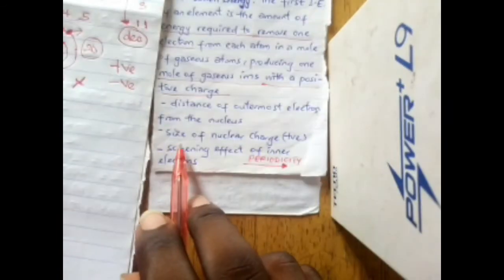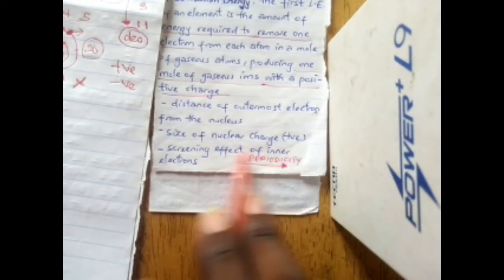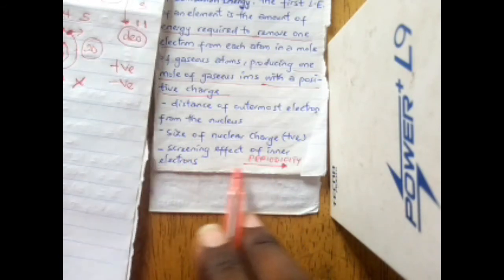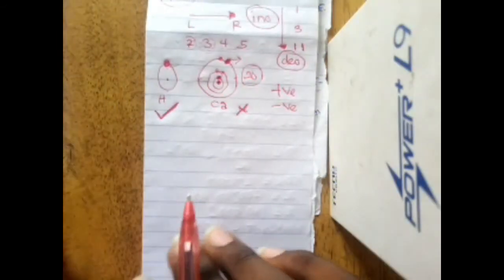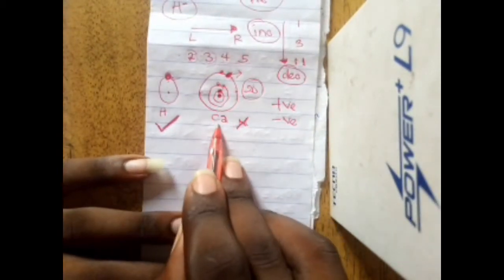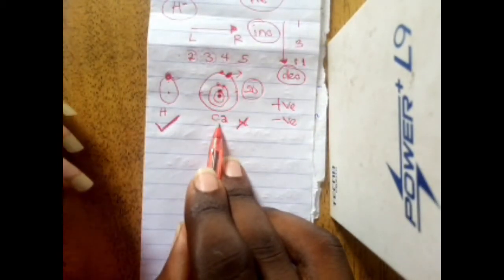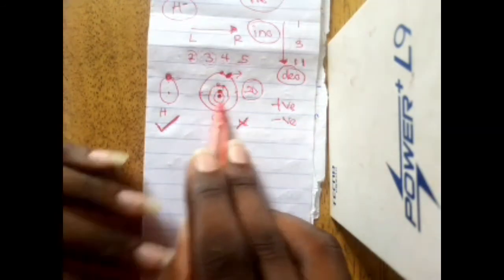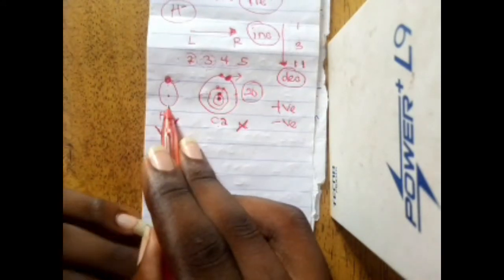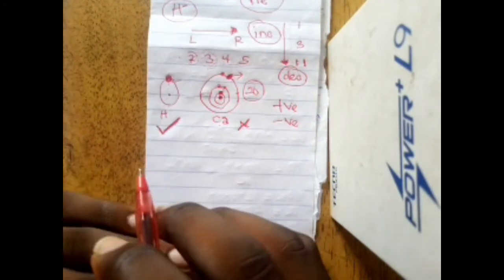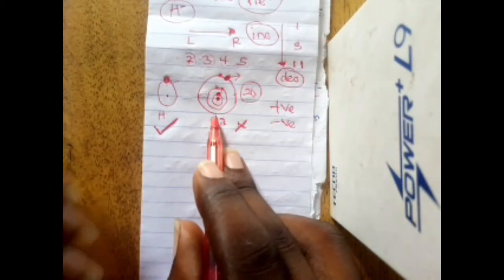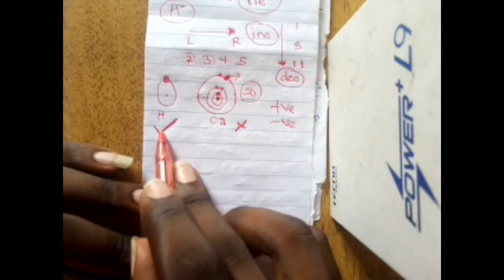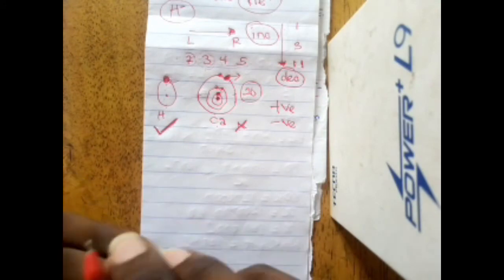So also, I've explained the size of the nuclear charge and the screening effect of inner electrons. Now for very large atoms, I'm using calcium as a simple illustration, and hydrogen here. Now calcium has 20 electrons, a very high number of electrons, with various energy levels. This has just one electron and one energy level. So the ionization energy here is lesser compared to the ionization energy here, which I explained initially.